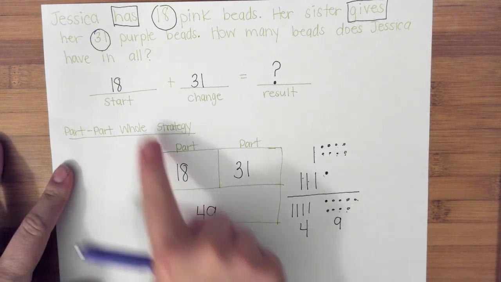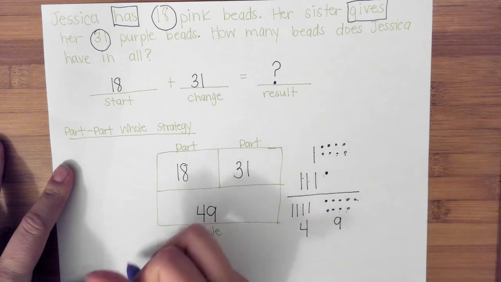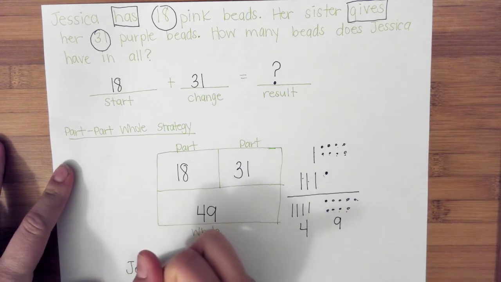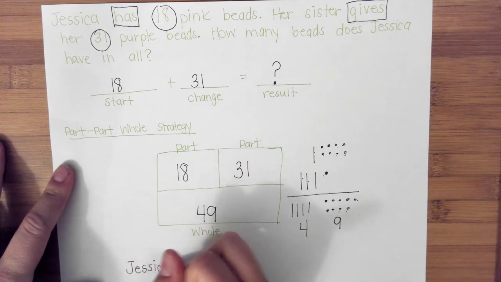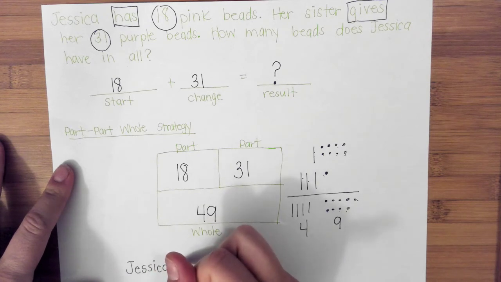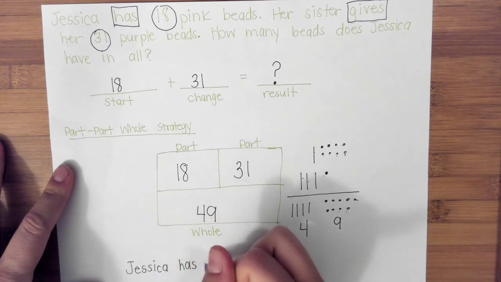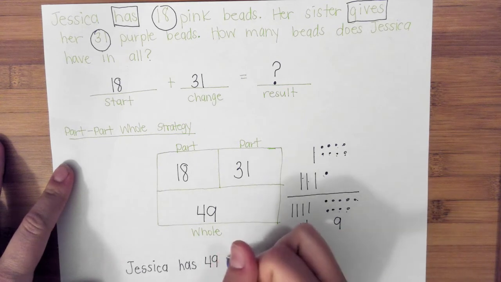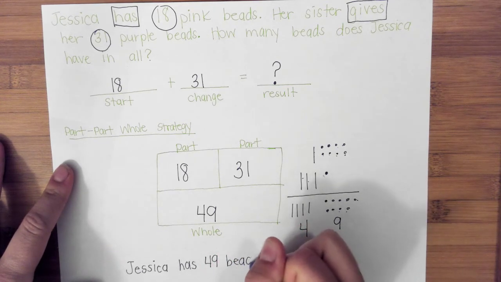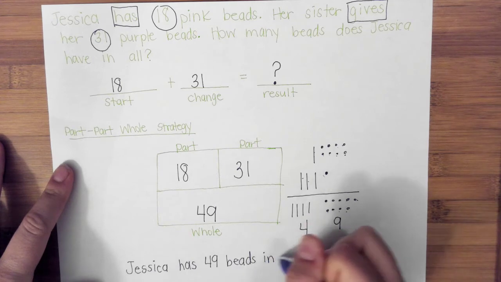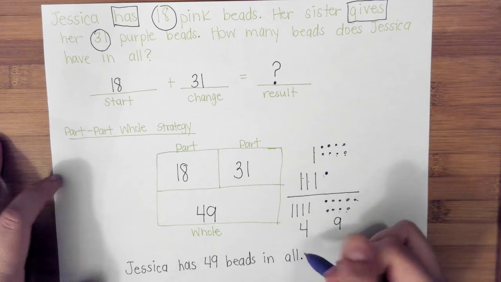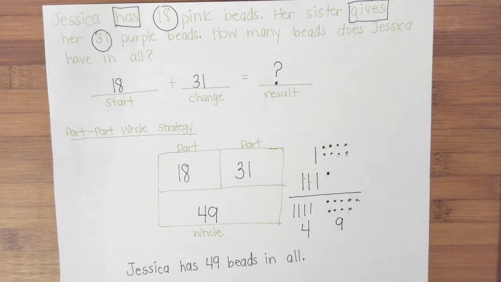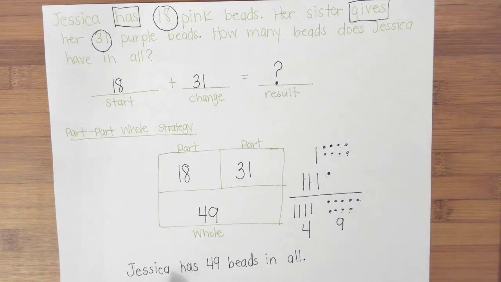And after you finish solving your word problem, don't forget to go back and write out your answer in a sentence. That way you always know what it is you have. So I'm going to say Jessica has 49 beads in all. Because if I just say 49 beads, I don't know what you mean by the 49 beads. But this is telling that you're saying Jessica has 49 beads.